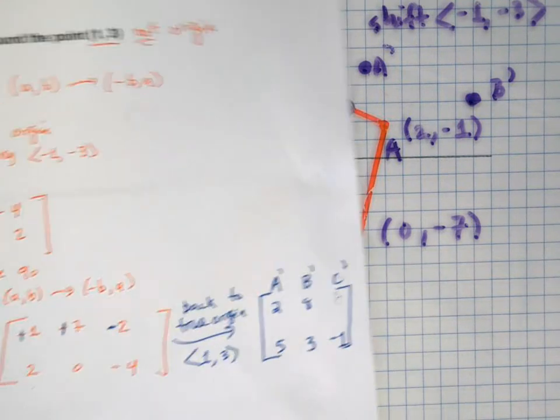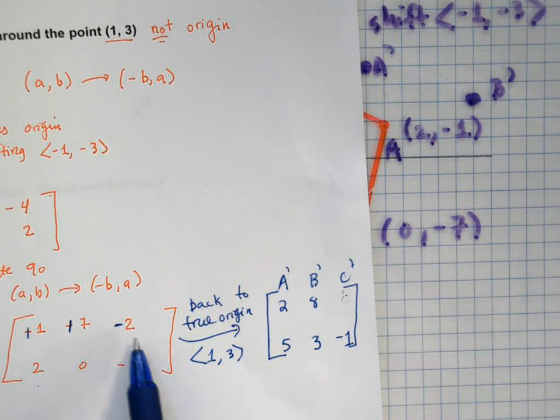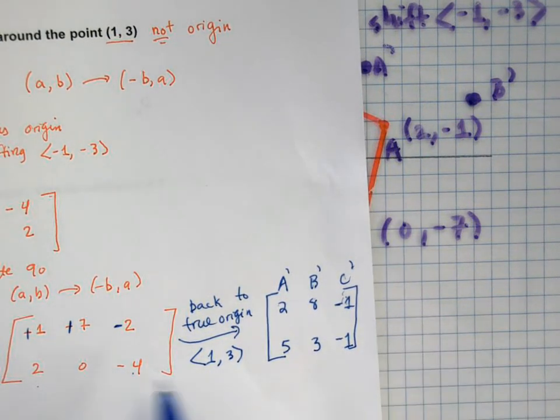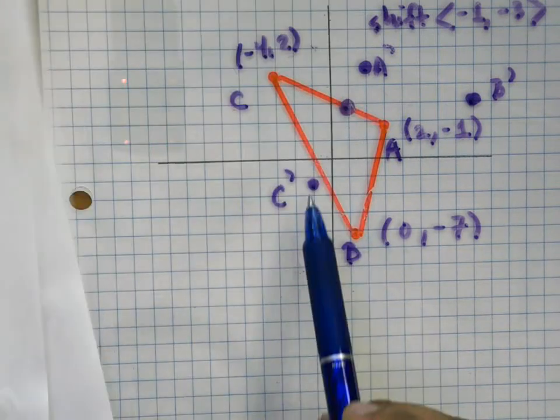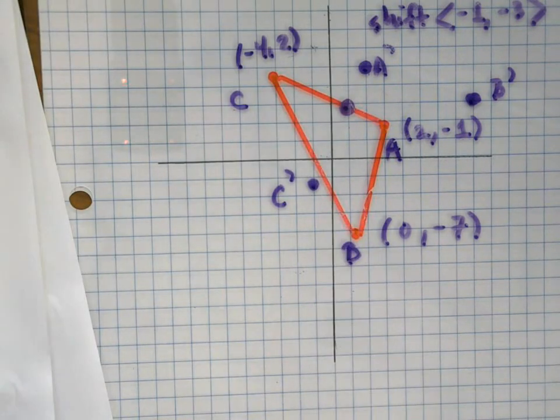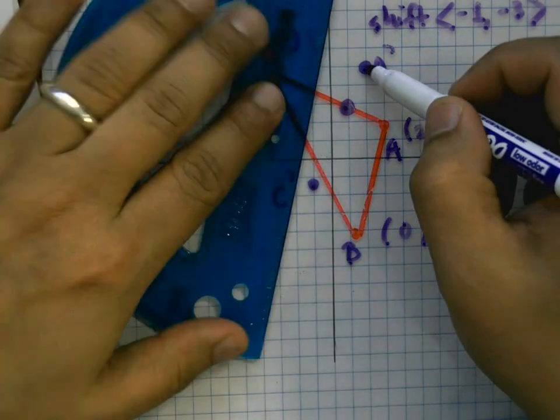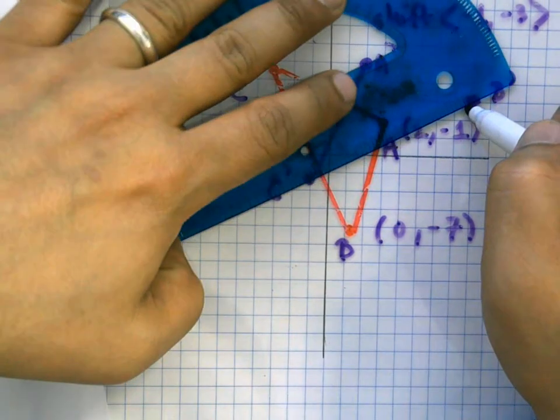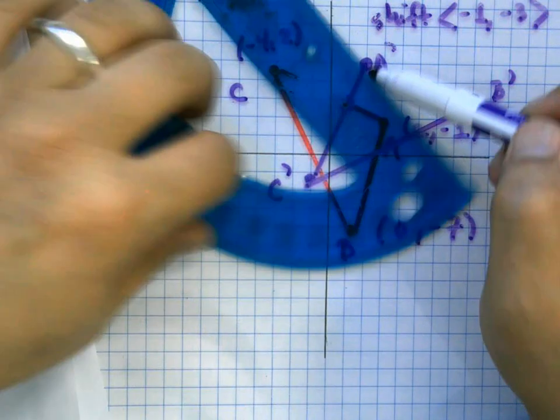Okay, I made a mistake here. So -2 plus 1 is -1. And -4 plus 3 is -1. So it should be at -1, -1. Okay, and there you have it. Now I'm going to connect all these big purple dots here.